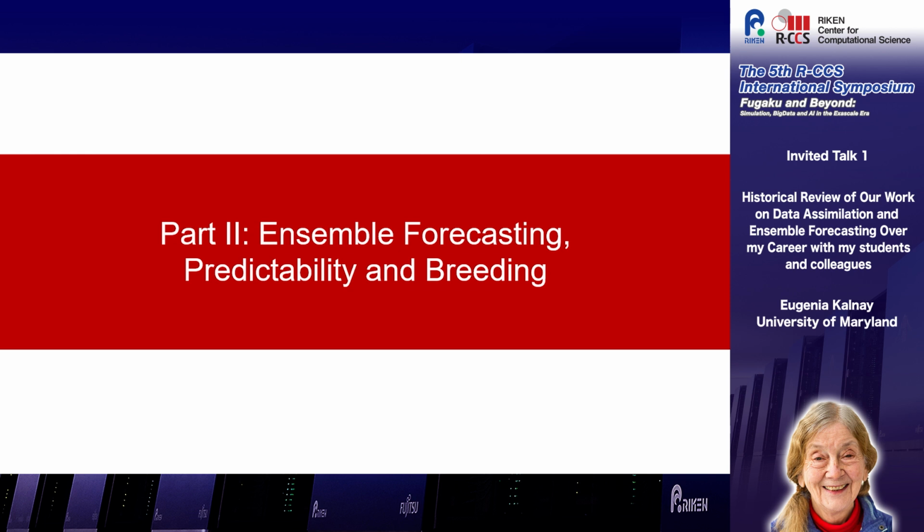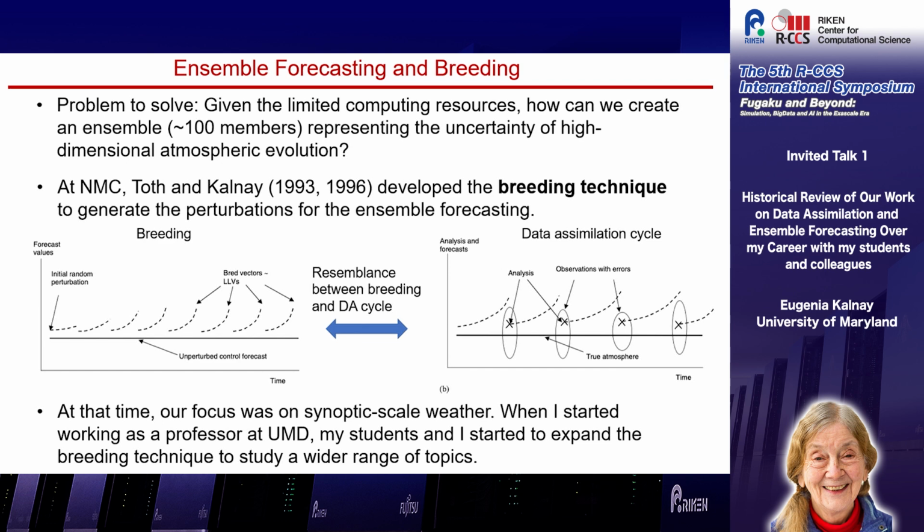We will first discuss the ensemble forecasting, predictability, and breeding methods. The problem of ensemble forecasting is that given limited computing resources, we need to create an ensemble of about 100 members representing the uncertainty of high-dimensional atmospheric evolution.